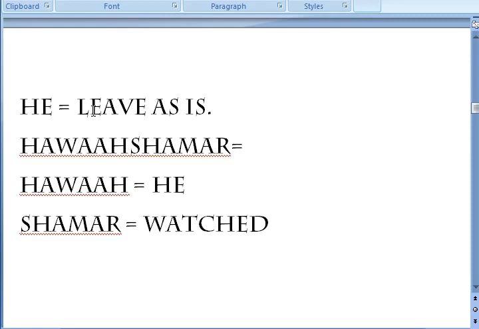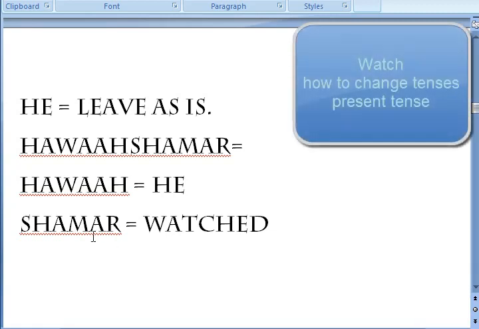In other words, you don't touch it, and I'm explaining that. Hawa'a shamar. Hawa'a is he, and shamar is watched. So you don't have to change any letters here, because if you say he watched, you could just use the regular shamar for the past tense. I'm sorry, for the past tense. For the present tense, you will add the wa between the first and the second letter.